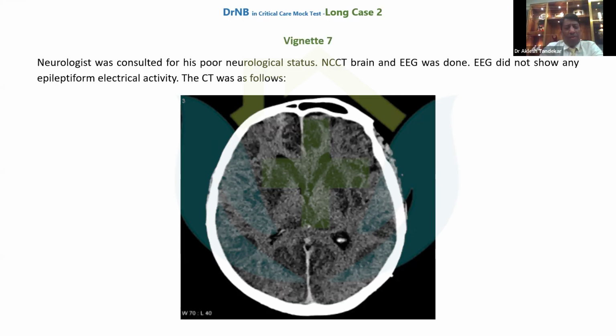So, this was the CT brain. A neurologist was also consulted, considering the poor neurological status. And the EEG was done. EEG did not show any epileptic electrical activity. But this was the CT. What do you think from the CT? What is your interpretation?